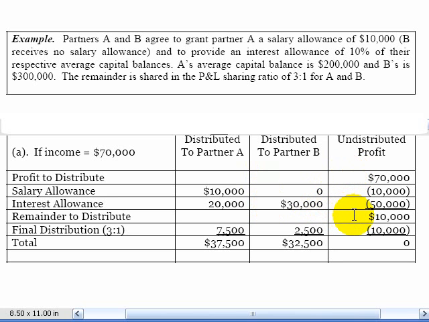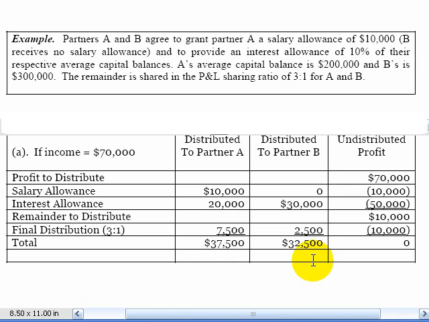Remaining profits and losses are to be divided up in the 3-to-1 profit and loss sharing ratio. And as we know, that equates to 3/4 for partner A and 1/4 for partner B. So 3/4 of 10,000 is 7,500, and we'll give that to partner A, and then 1/4 is 2,500, and that goes to partner B. When we total it all up, A receives 37,500 of the profit, and B receives 32,500.